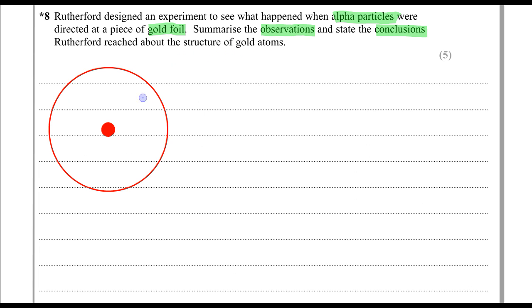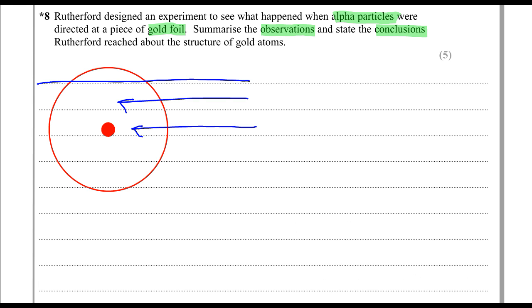Here I have got a simple model of the gold atom. At the center you can see the nucleus, and around the nucleus the orbit of the electrons. When alpha particles were fired towards the gold nucleus, there were three main observations that Rutherford had.